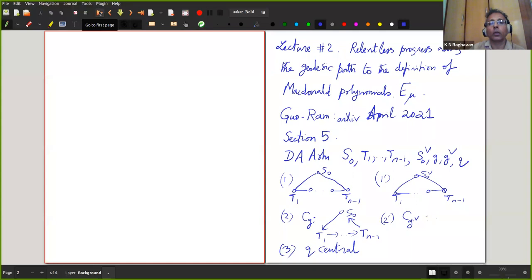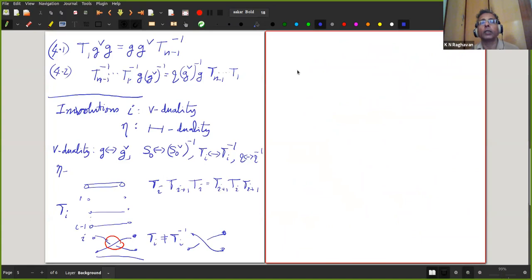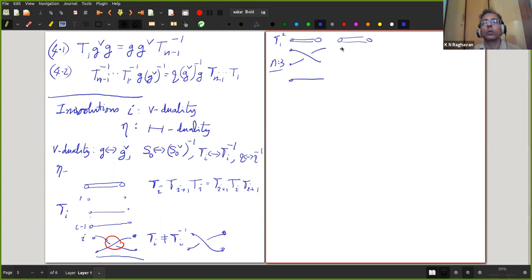Okay, I'm trying to draw Ti squared. So let's see, let's draw just T, this is T1 squared. Okay, and I'm taking N equal to 3. So I connect like this. So you see these two strings are tangled, if I may use that word. See, this goes above and comes below. So you cannot separate them. This is not equal to these. This is the identity.